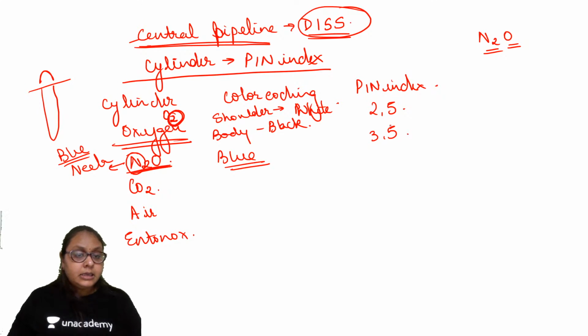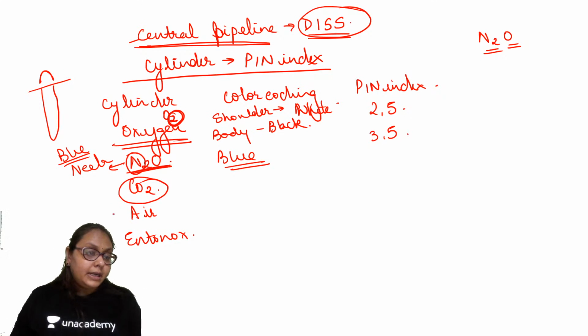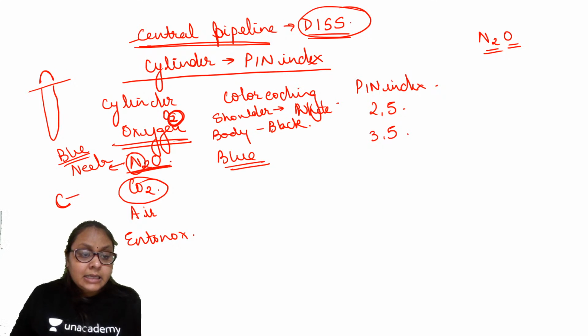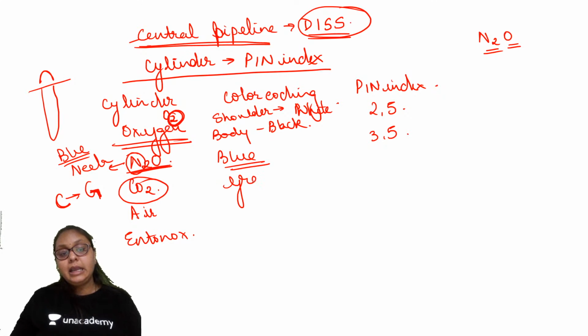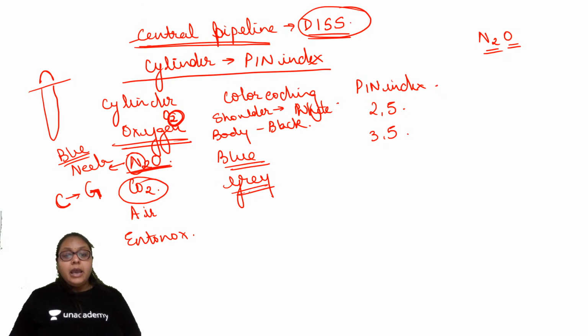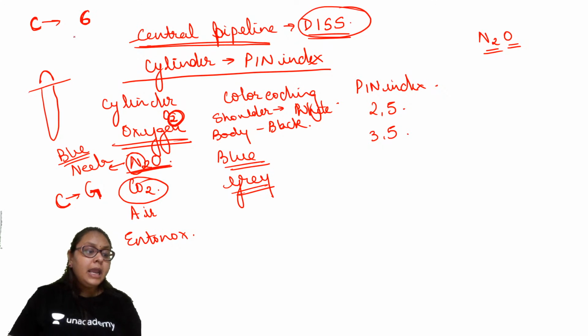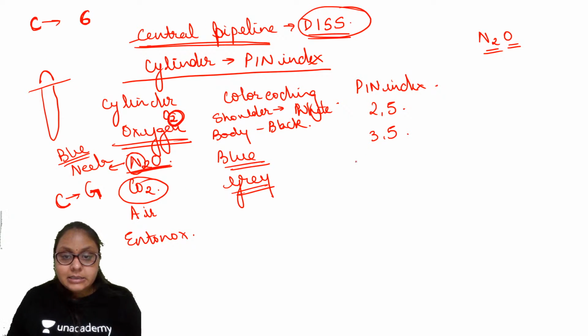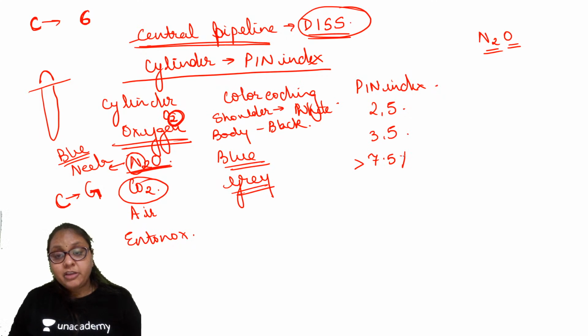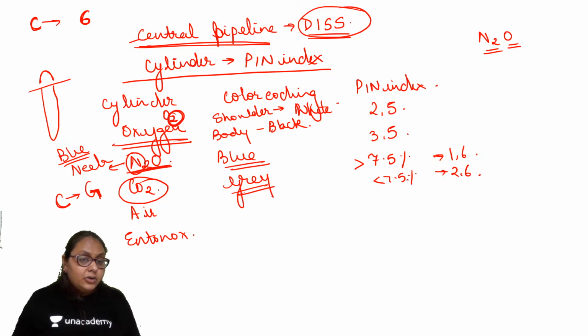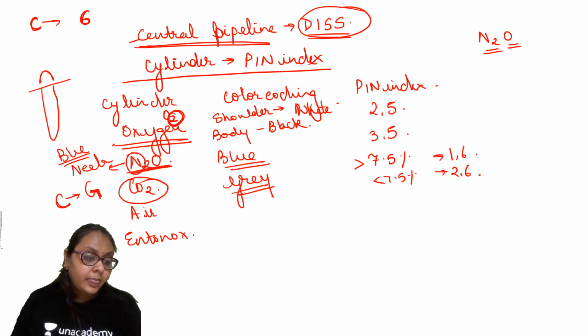Is it clear? Okay, carbon dioxide. What does C become? G, with a dash, so it is grey in color. And what is the pin index? Wherever C comes, what will surely come in the pin index? 6. Depending upon the carbon dioxide concentration, if it is more than 7.5%, then the pin index is 16. If it is less than 7.5%, then the pin index is 26. Any doubts in this?